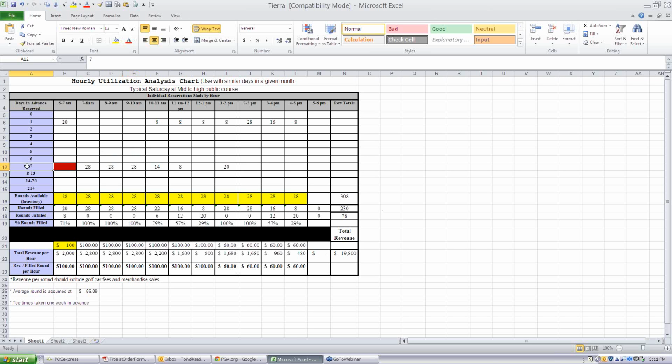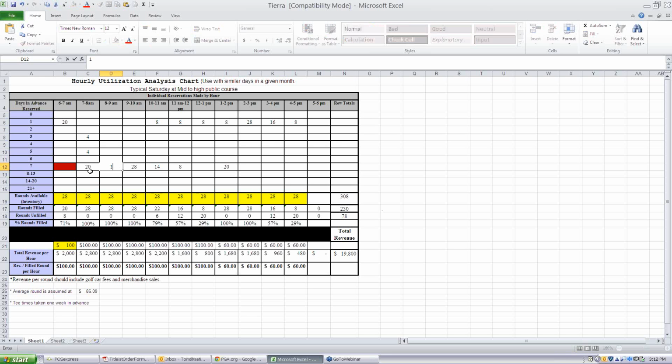So as you see over here, the 7 days. Now this could look different; you could play around with this a little bit. We're going to say they had 20 on the 7 days out. 5 days out, they had 4 more, and then 3 days out, someone else filled it. You can track when the tee times were filled and how they were filled, and that would give you an idea. And that would be the same all the way across the board.